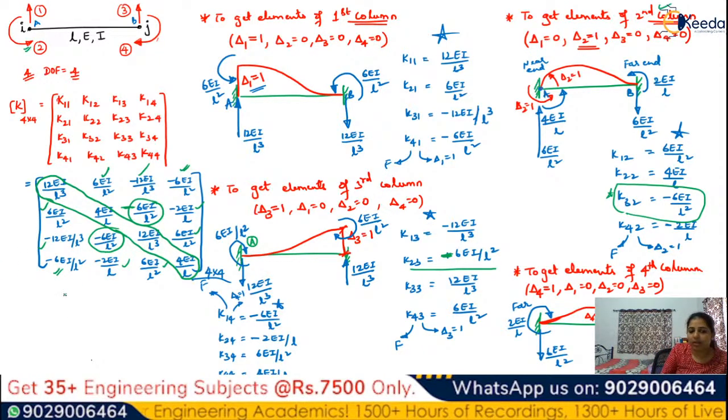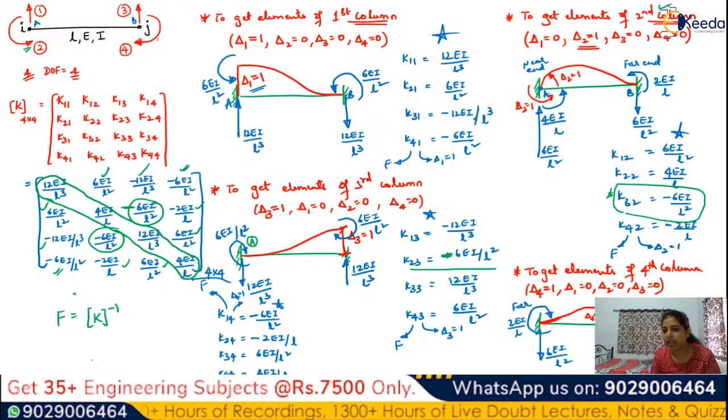Now if you want the flexibility matrix, what do you do? You just find the inverse of this 4 into 4 matrix. You will get your flexibility matrix. Understood? So these are some of the examples.